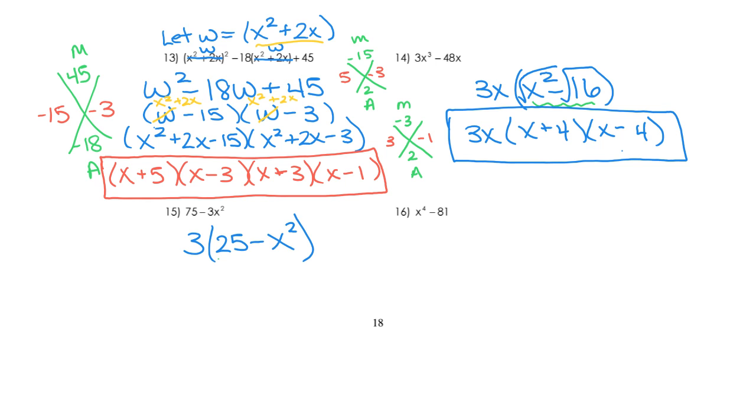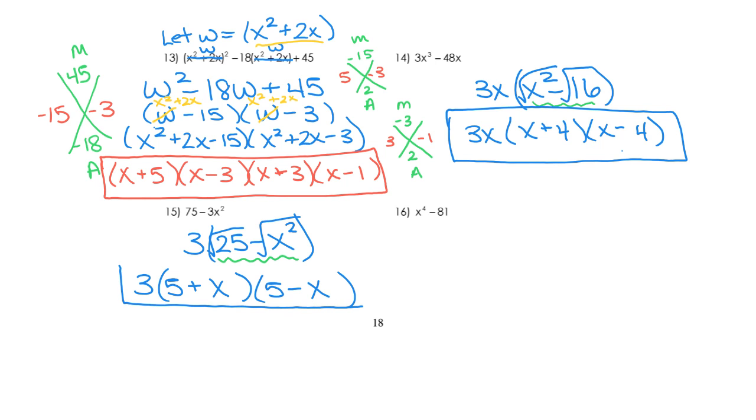And good math eyes tell me that this is another difference of 2 perfect squares. So we'll go ahead and bring down the 3, 2 sets of parentheses. Square root of 25 is 5. Square root of x squared is x. None of those factors can be gone again. And that one's finished.